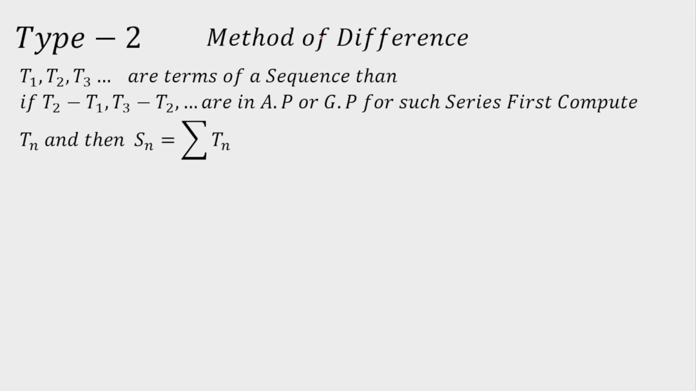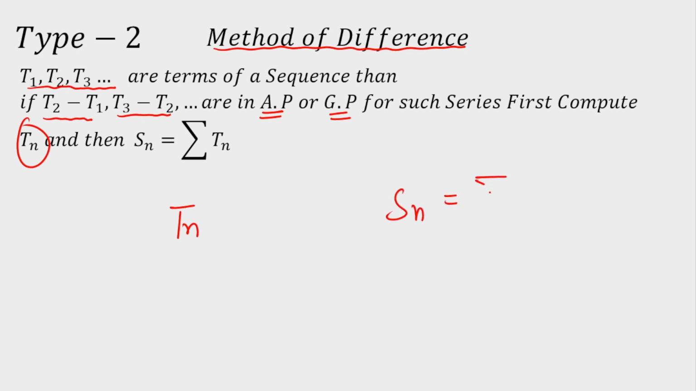Now type 2 is the method of difference, and I'll tell you why it is called the method of difference. Suppose a sequence is given like t1, t2, t3 and so on up to t of n, and these are the terms of a sequence. If the differences of the next term and the previous term, let's say t2 minus t1 or t3 minus t2, similarly t4 minus t3, are in AP or GP, for such series we have to compute t of n first. So our objective will be t of n. The moment we calculate t of n, we can easily calculate s of n, that is nothing but the summation of individual terms varying from n equal to 1 to infinity, or n terms.